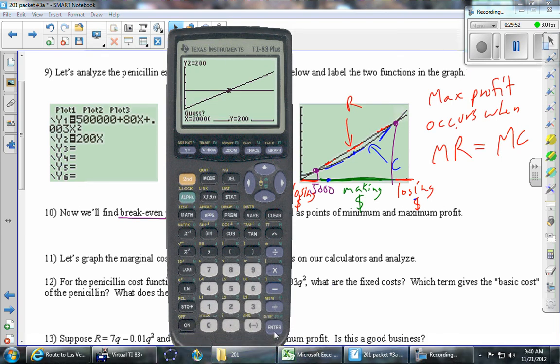And so if I intersect these, we choose number 5. Enter, enter, enter. The point was already selected, so let's try it again. I'm going to move the cursor just so that we can build some more suspense. So enter, enter, enter, and the answer is at 20,000, and the marginal revenue and marginal costs are 200, both of them at that point.